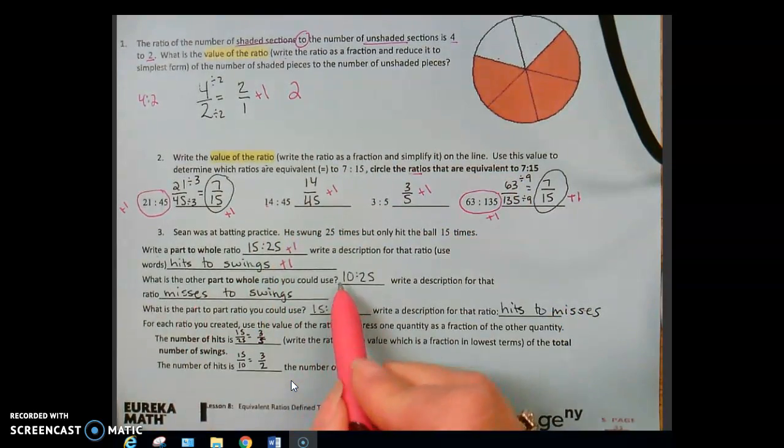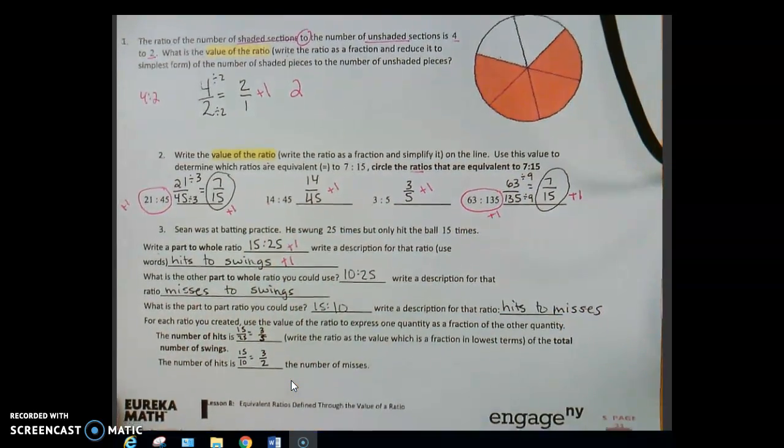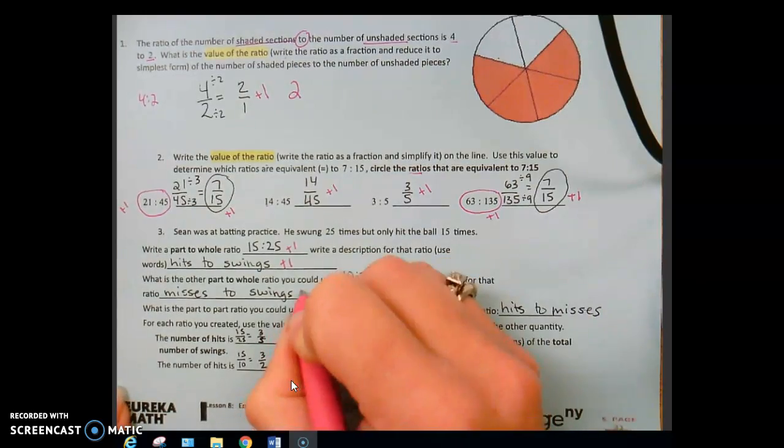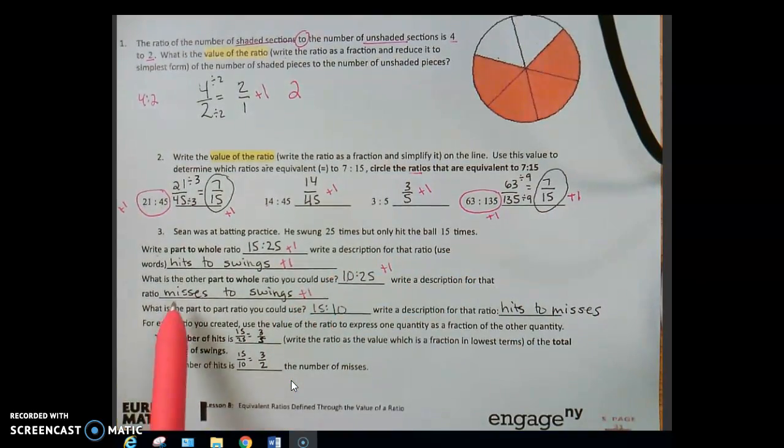The other part to whole, if he hit the ball 15 times, what did he do on those other times? He would have missed the ball. So missing the ball would have been 10 times, because 10 plus 15 gets us the total swings. So if we had a ratio of 10 to 25, misses to swings, plus 1 and plus 1. If you wrote again down here, for every 10 misses, he had swung the bat 25 times, that would work as well.